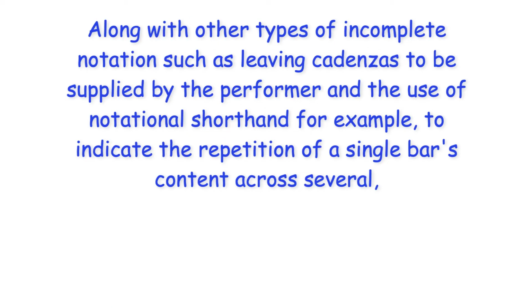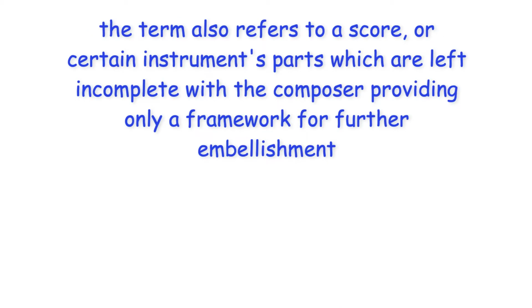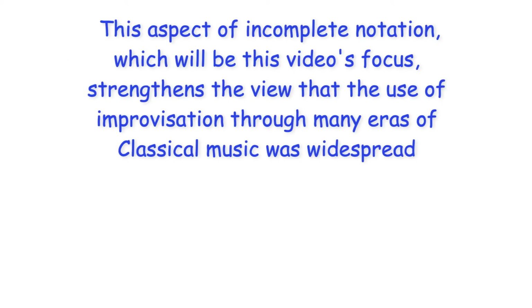The term incomplete notation was coined by Henry Mishkin in the 1970s. Along with other types of incomplete notation, such as leaving cadenzas to be supplied by the performer and the use of notational shorthand, for example, to indicate the repetition of a single bar's content across several, the term also refers to a score or certain instruments' parts which are left incomplete, with the composer providing only a framework for further embellishment. This aspect of incomplete notation, which will be this video's focus, strengthens the view that the use of improvisation through many eras of classical music was widespread.